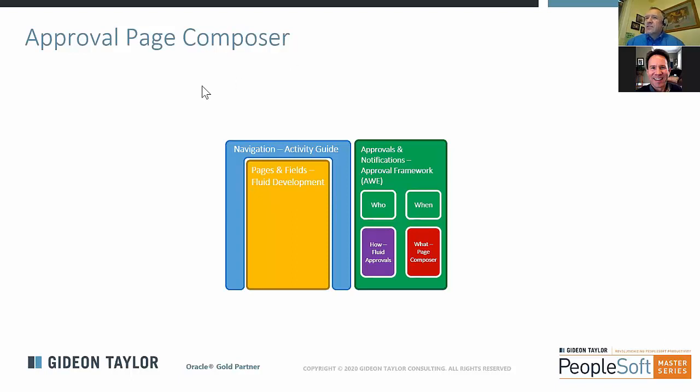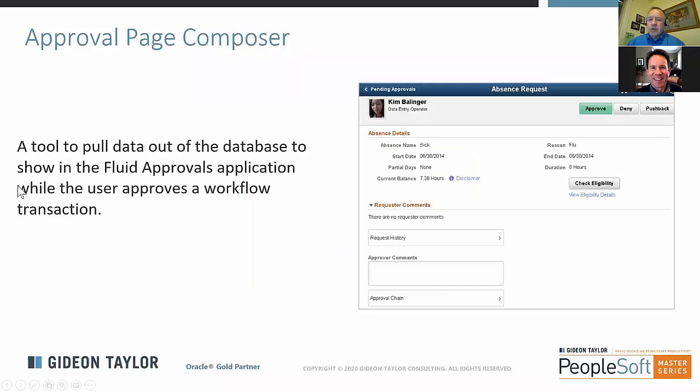Okay. So Page Composer. Fluid Approvals, again, just showed us the list of things that I need to approve. Page Composer builds what comes up when you click on that link. And again, the name is Approval Page Composer, because all you can build with it are approval pages. You cannot build just a regular PeopleSoft page. And you can't use it to fill out a form page. So it's not a tool to build a page to gather form data. It is only a tool to show form data to the approver. So here's an example of that.